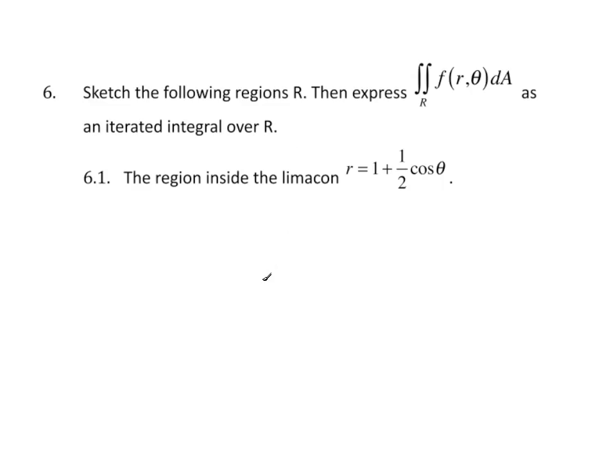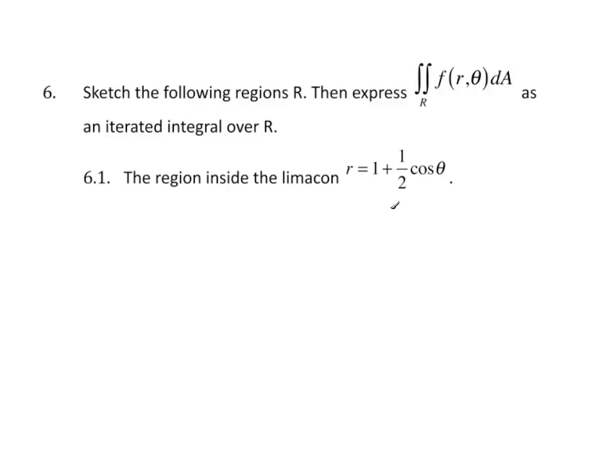So I want to sketch the following regions R, then express this double integral over the region of f of r theta dA as an iterated integral over R. And I want the region inside the limaçon r equals 1 plus 1/2 cosine theta.